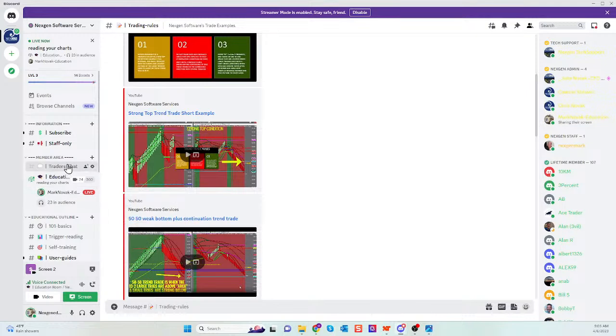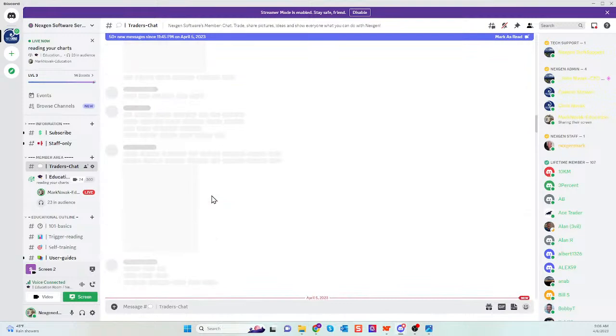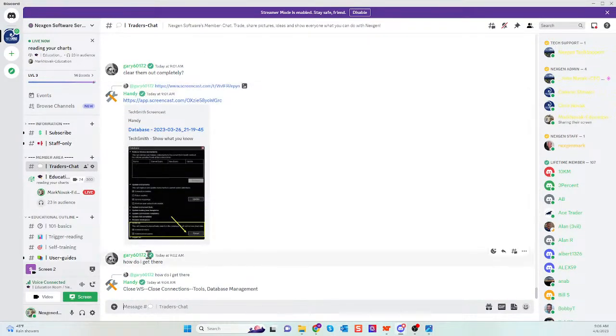And of course, if you are an owner, there's the traders chat, guys. This is an amazing spot to go through. You can see what the people that own the software are doing. You're welcome to look at their trades. You're welcome to look at what they're doing.